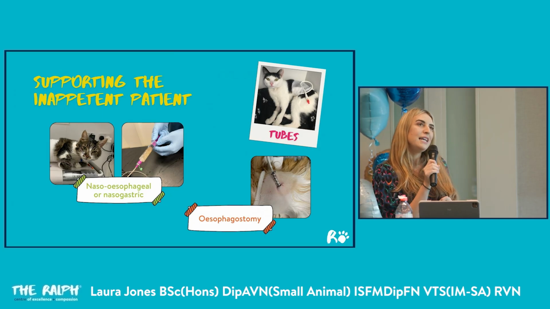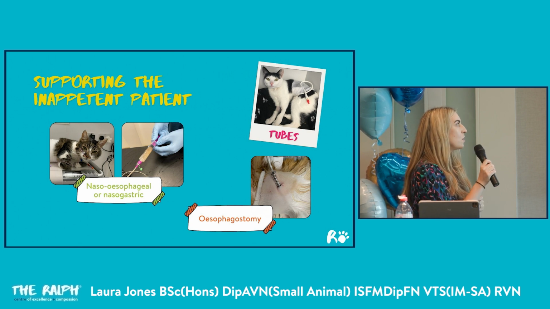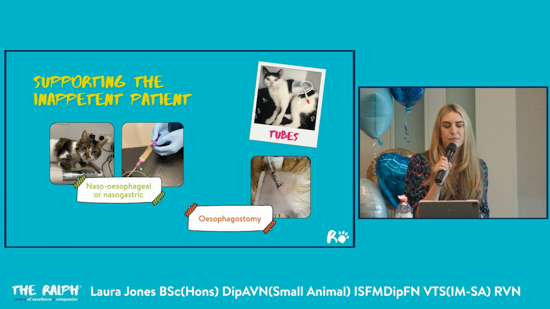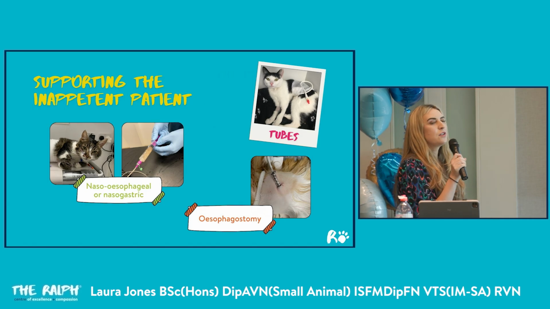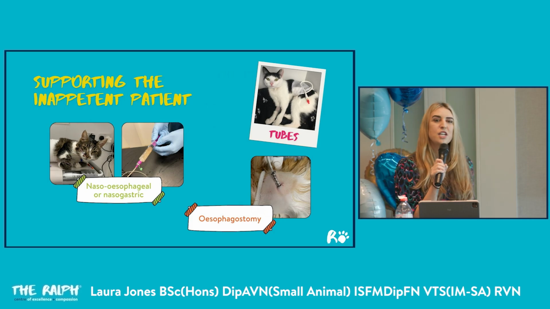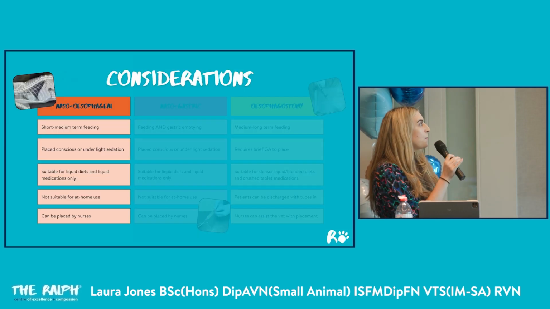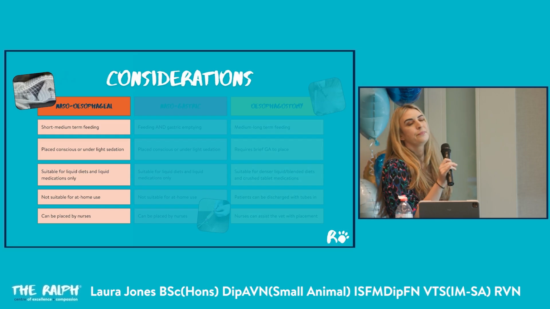And really, with feeding tubes, the three main ones that we place are either nasoesophageal or nasogastric tubes or esophagostomy tubes. And the indications for each of those tubes is going to vary, and our role as nurses in placing and managing these tubes varies too. So let's start by looking at nasoesophageal tubes.